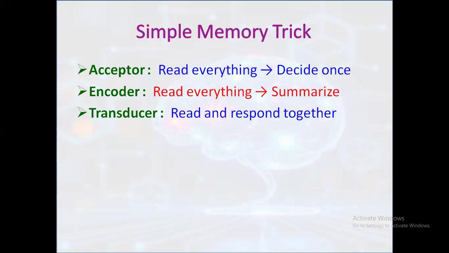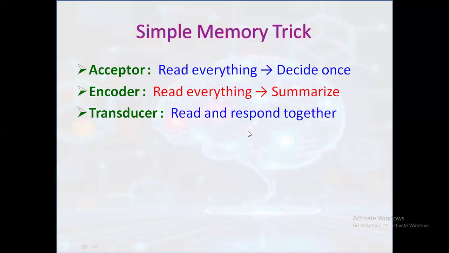A simple way to remember these RNN design patterns is to relate them to how humans naturally process information. In the acceptor pattern, the model reads everything and then decides once, just like how I read an entire movie review or a medical report before giving the final opinion. The RNN processes all time steps, stores the information in its hidden state, and uses only the final hidden state to make the single decision.